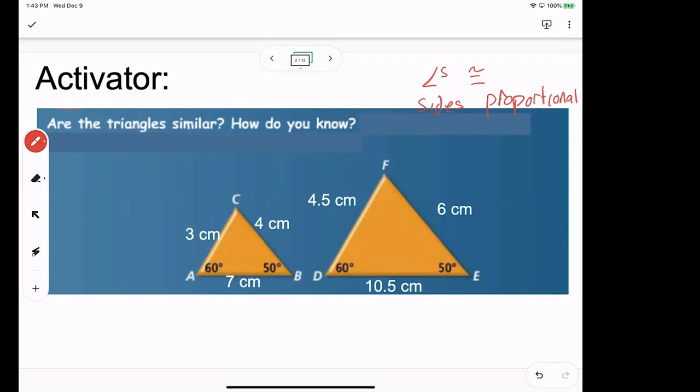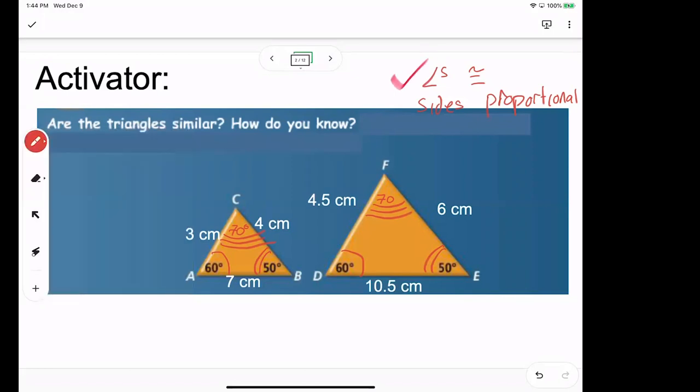I'm going to talk about the angles first. So I've got 60 degrees, 60 degrees, 50 degrees and 50 degrees. And since we know that triangles have to add up to 180, we know that that third angle in both of these cases is going to be 70 degrees. So what that suggests is that both of these triangles have congruent corresponding angles. So in terms of our angles, we are in good shape. Put a check mark there.